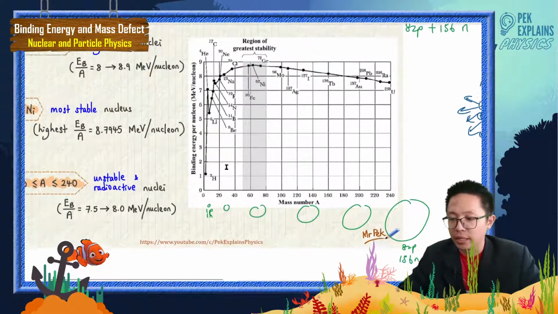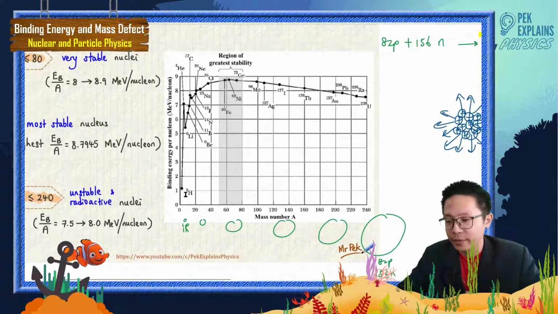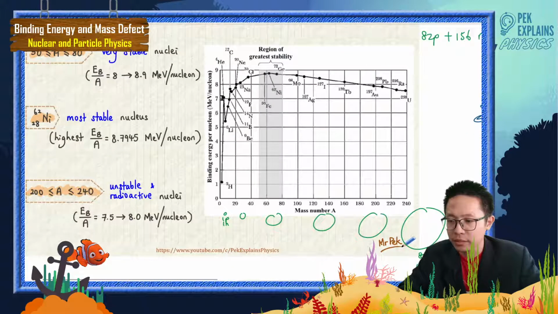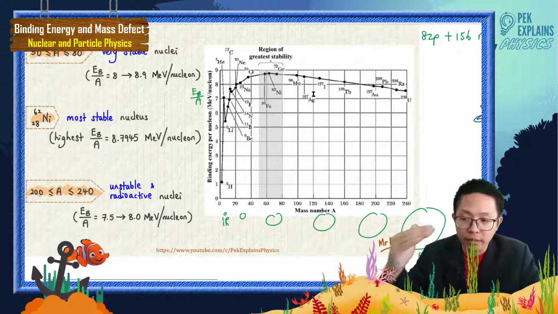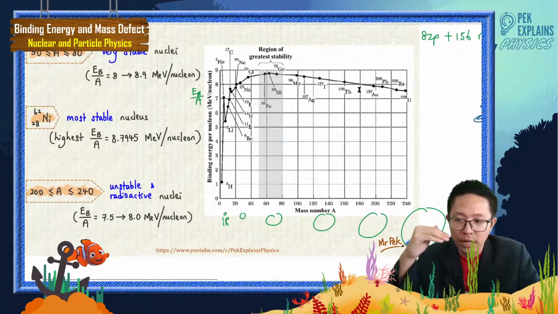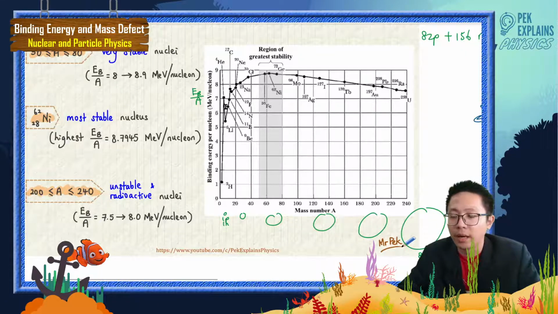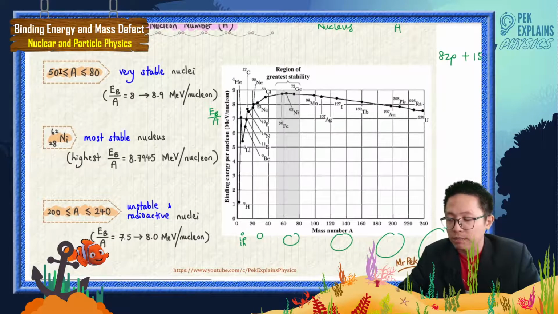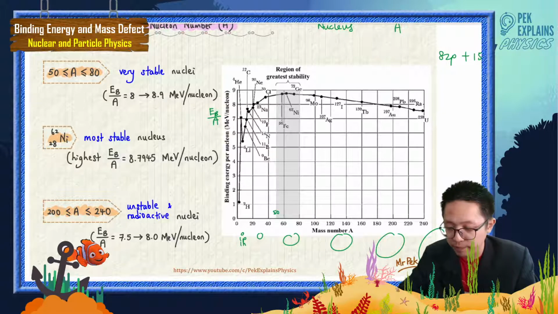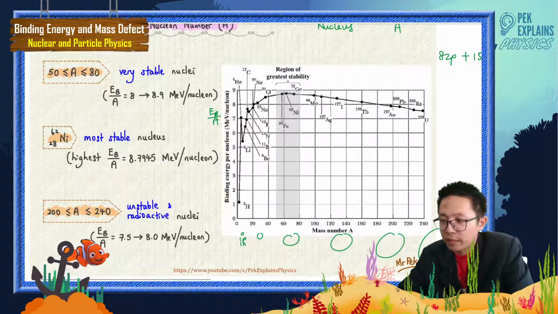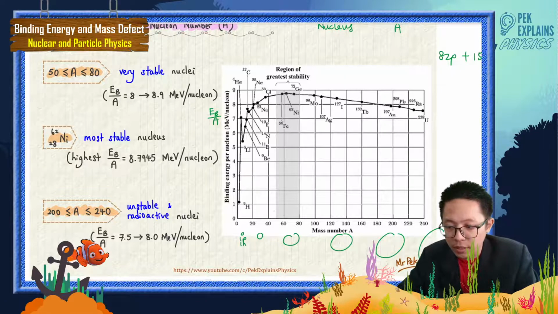All right, and then which one is more stable? The y-axis is the binding energy per nucleon. So the higher the graph, the higher the stability. So you see the graph is the highest over here. The graph is the highest at this mass, from 50 up to, let me just use the red pen. Okay, so the binding energy per nucleon is the highest between 50 to 80.